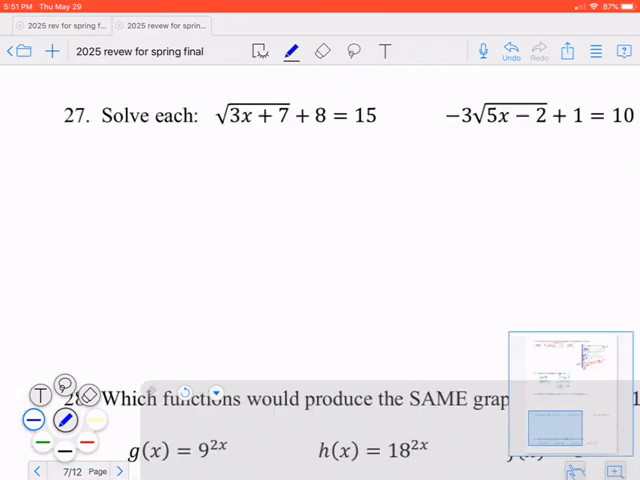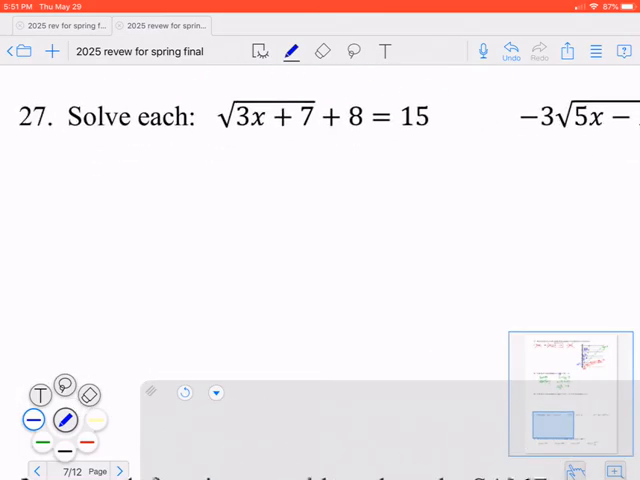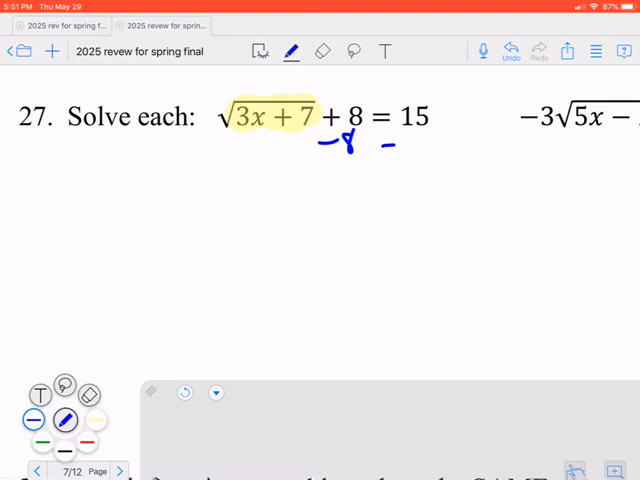And solving. When you have a radical, a square root or any kind of root, you want to get the radical to be alone. So first I'm going to subtract 8 from both sides. So the square root of 3x plus 7 is equal to 15 minus 8, which is 7.